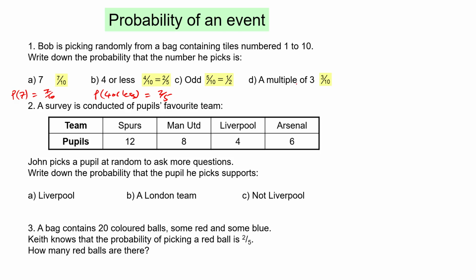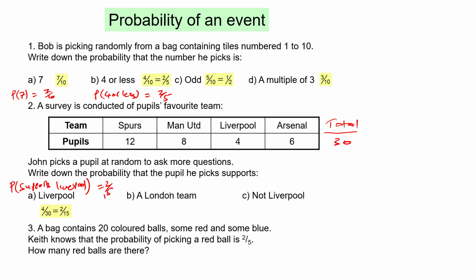Now, there are 4 students that support Liverpool, but out of how many total possible outcomes? We need to add them all together, and that'll give us a total of 30. So out of 30, 4 of them support Liverpool, okay, which is 2 out of 15. So in your notes, you should have probability supports Liverpool. And that's equal to 2 out of 15.